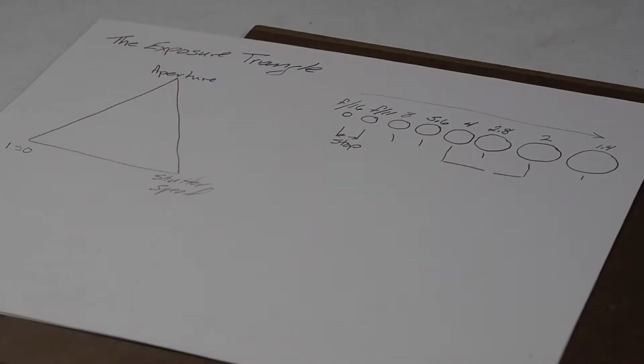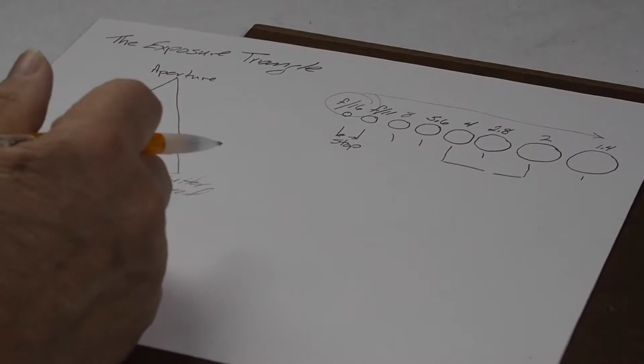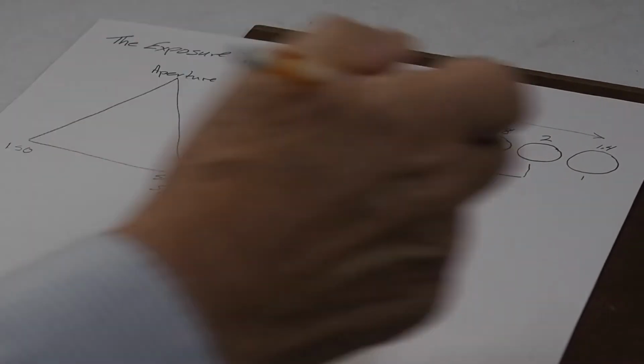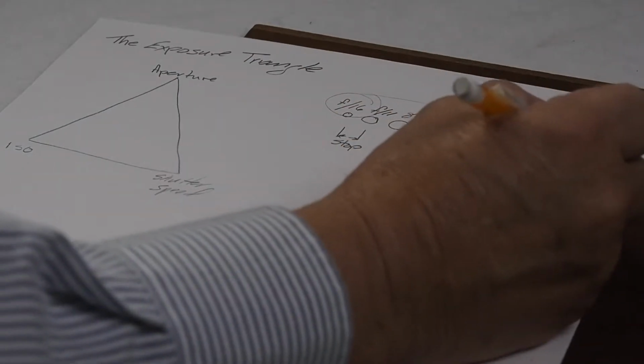But the important thing, as I said, is that F16, a big number, is a very, very small hole. 1.4, a small number, is a very, very big hole. And so we'll talk about that a little bit more when we get into what aperture controls in the next episode. So that's aperture, and that's one of the points in the exposure triangle.